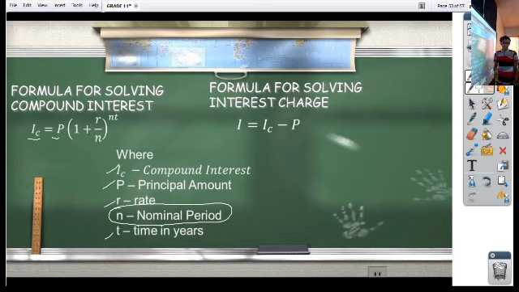So, meron dito sa part na to, class, na pag-aaralan natin yung konsepto ng compound interest, no? So, meron pang isang formula para sa pag-solve naman ng interest charge. I is equal to I sub C, which is the compound interest, minus P, which is the principal amount. Okay, so let us now proceed to the set of examples.